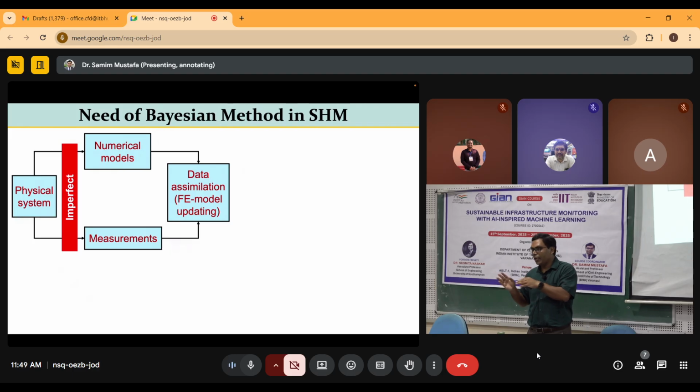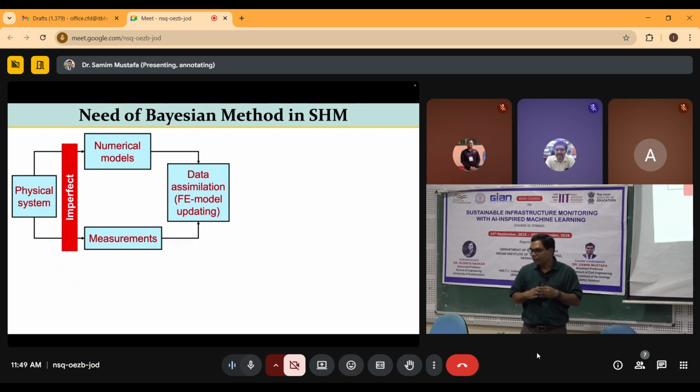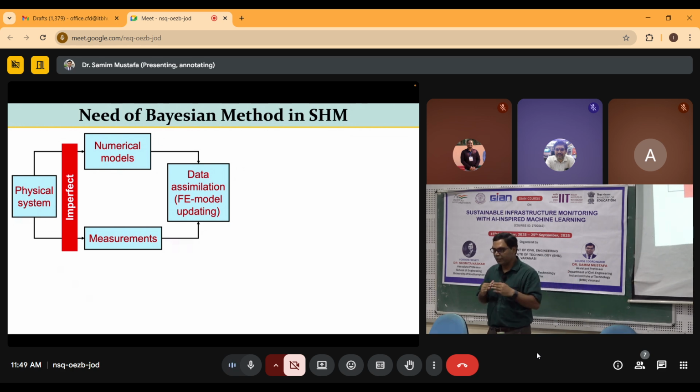Also, you are making the concrete at a batching plant probably, and then transporting it to the site where you want to pour the concrete. Now there could be deviation of the strength of concrete as well. So there is a lot of variation that could be possible in a civil engineering structure. So what is happening? None of these numerical models or measurements are correct or perfect.